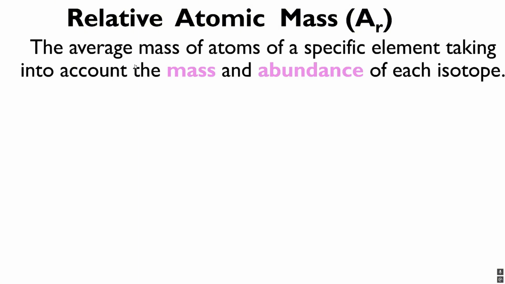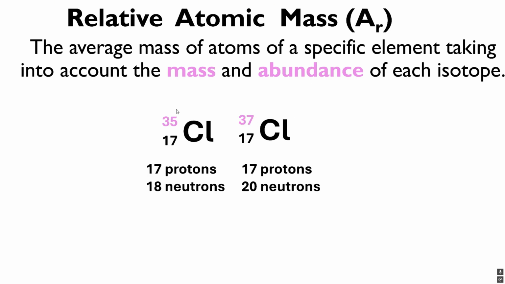Now, what is relative atomic mass? This is the average mass of atoms of a specific element taking into account the mass and abundance of each isotope. So it's like an average number taking into account the masses of the isotopes and their abundances. We're going to work out the relative atomic mass of chlorine, taking into account its isotopes, chlorine 35, chlorine 37.